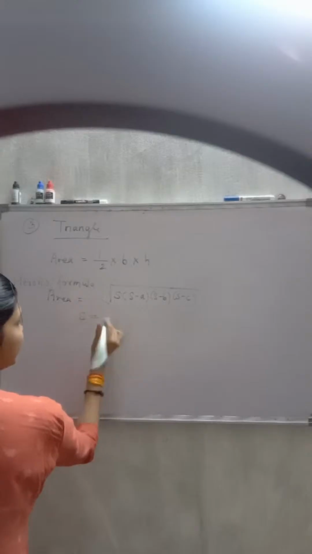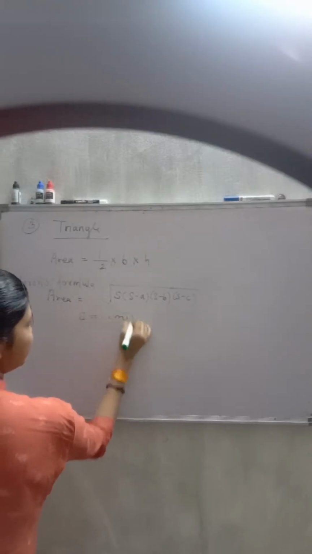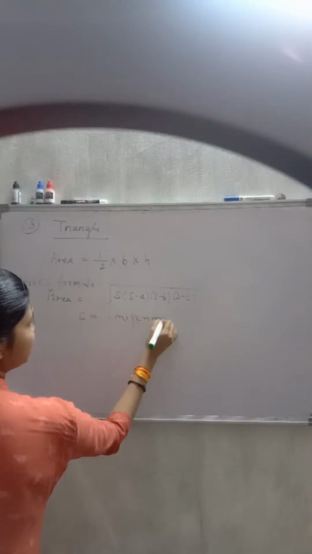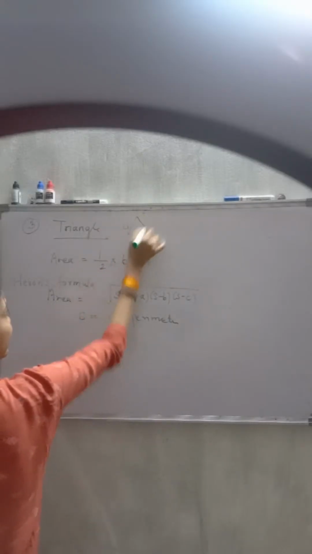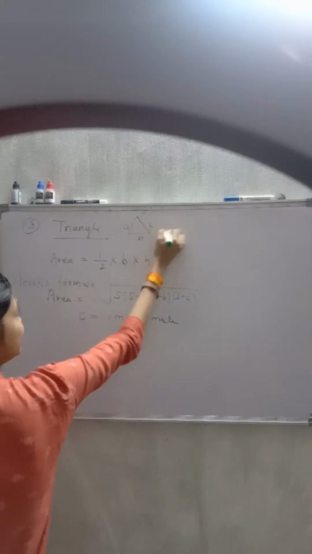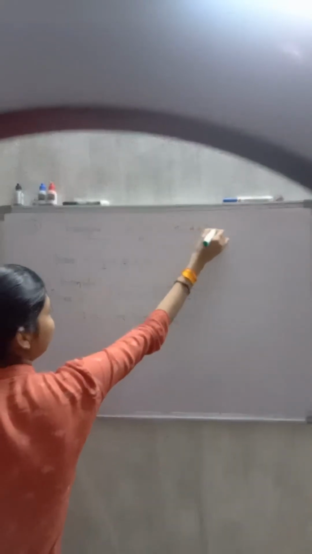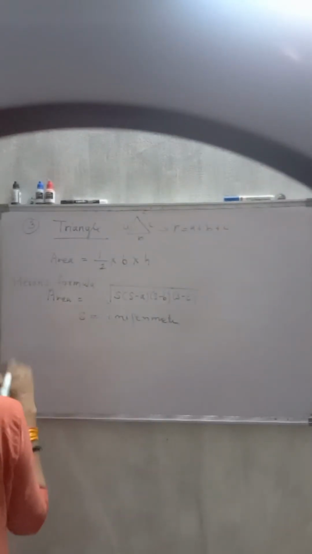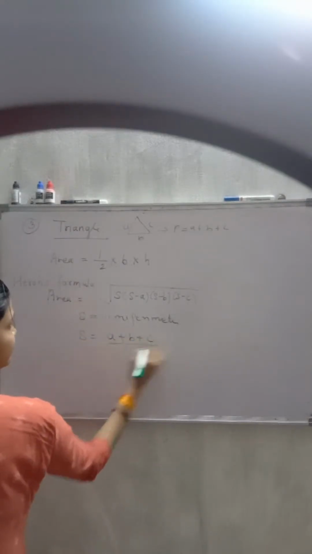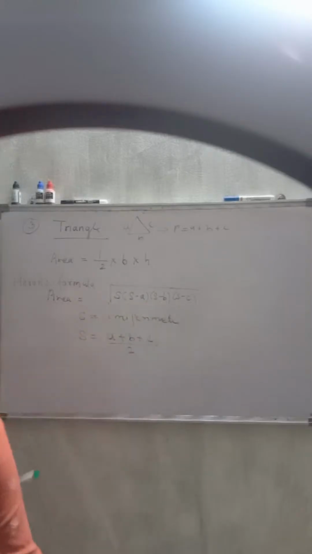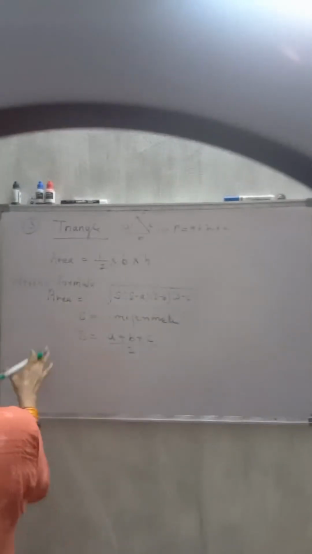And what is this S? S is semi-perimeter. Perimeter of triangle, triangle के 3 sides होते हैं. Side A, B, C, perimeter हो जाएगा sum of sides. So A plus B plus C will be the perimeter. And S is semi-perimeter. Semi means half. So S will be equal to A plus B plus C by 2. And this is the ABC. These are the sides. So this is the general formula.